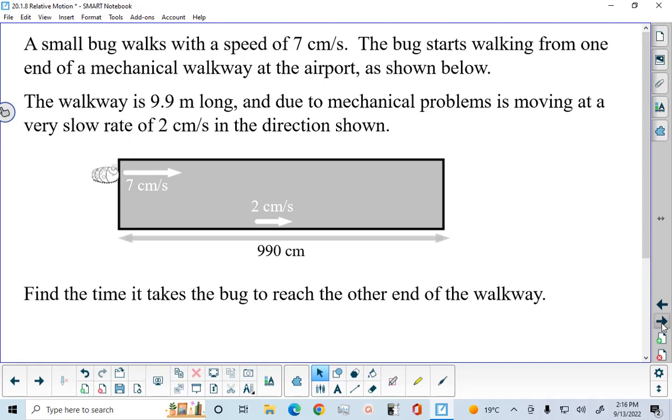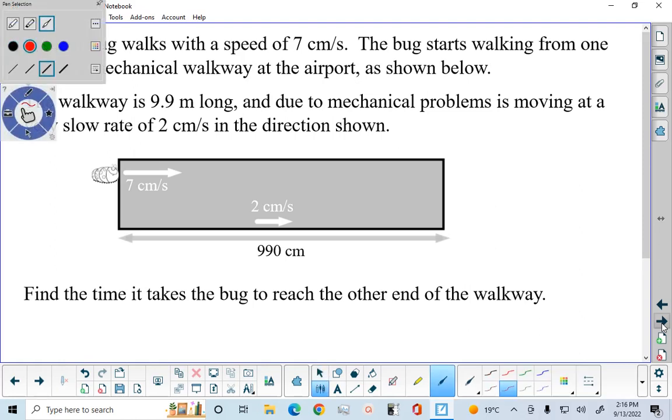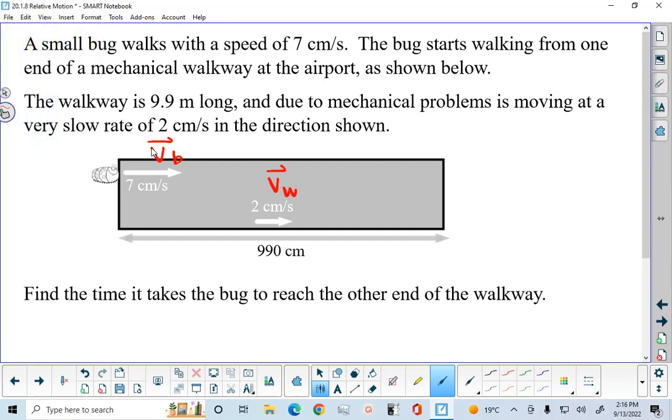And I want you to notice something here. And I think it's very important because it ties it nicely together with what we learned over the past couple of days. That this is a velocity of the bug, this is a velocity of the walkway, and the velocity that actually results is going to be equal to the 7 centimeters per second plus the 2 centimeters per second. Well, that means it's equal to the sum of those two velocities.